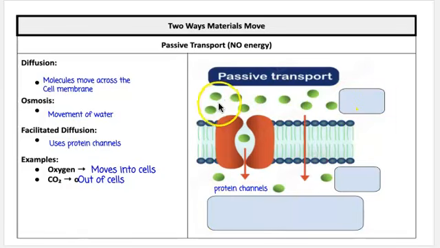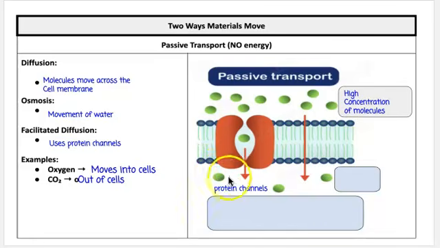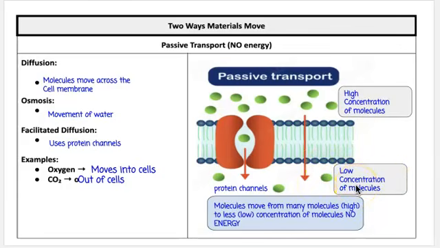So in this image here, we see that there are more of the green molecules. So this will be considered a high concentration of molecules. And then here on the other side of the cell membrane, there are fewer molecules. So this is considered a low concentration of molecules. And molecules move from many molecules, again, which is high concentration, to an area of fewer molecules, low concentration. And this process requires no energy.